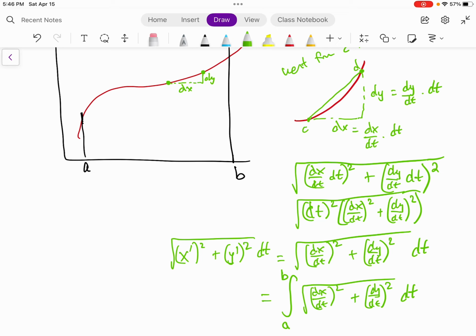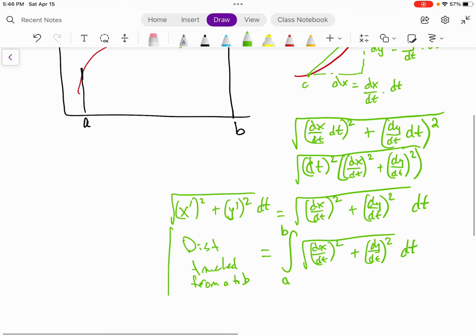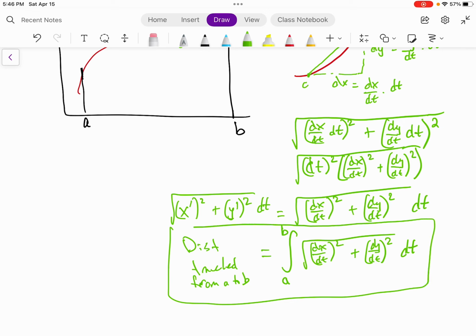That's the sum from a to b of all of those things. So it's just this integral, and that's sort of the distance traveled, right? This thing right here is the distance traveled from a to b. Okay, so this is a formula that we have to have memorized.